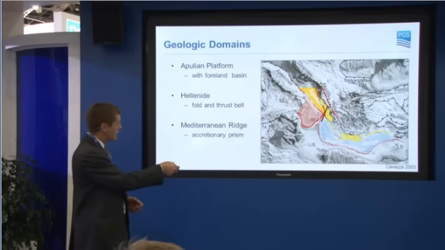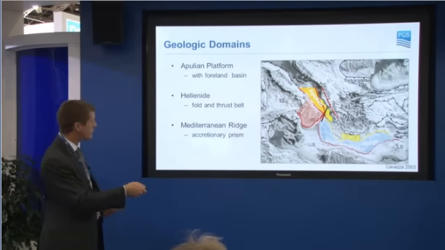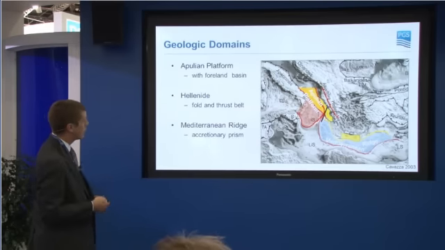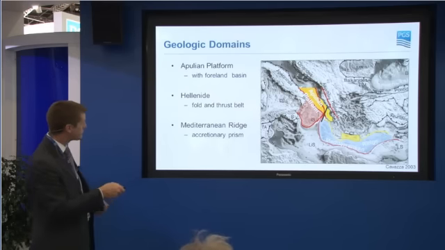So it's a combination of the Ionian and the pre-Apulian, and then further to the east is the Gavrovo and Pindus. And the geologic domains that are represented in the offshore in this area are the Apulian platform, which extends up into the Adriatic and in Italy, and there are existing plays up here.